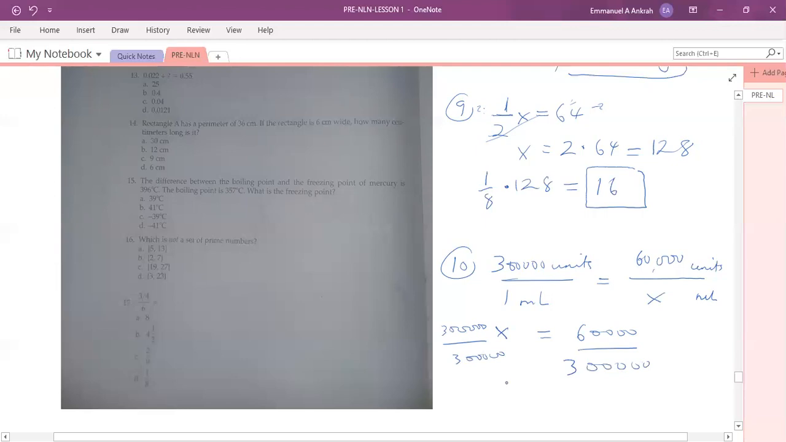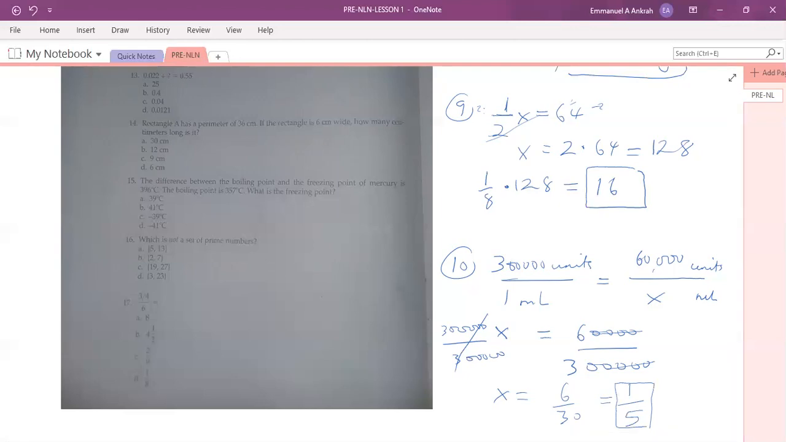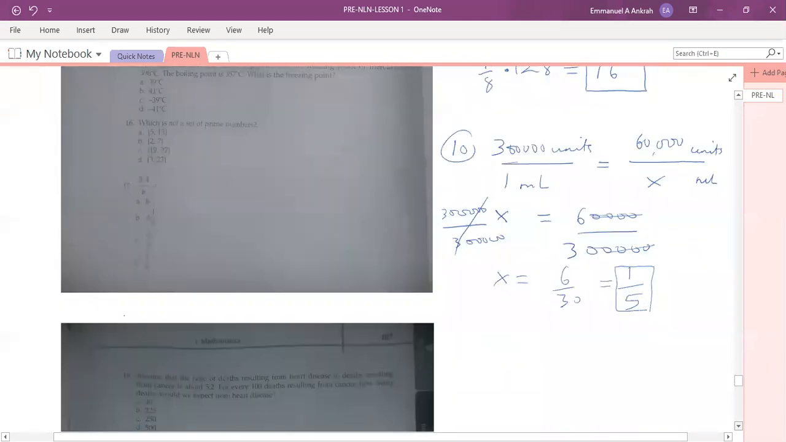Do the same thing on the left side, on the right side. So this will cross out. So you have your X is equal to, and then the zeros will cross out. So 4 zeros, we cross out 4 zeros here. So basically, you're left with 6 over 30. And if you reduce to the lowest terms, 6 into itself is 1, 6 into that is 5. So that's why you have 1 over 5. That's ml. So proportion, very, very helpful. 1 over 5.